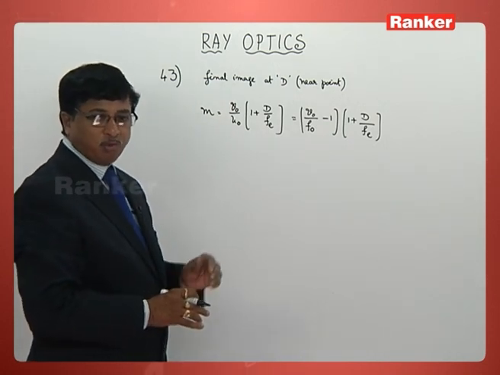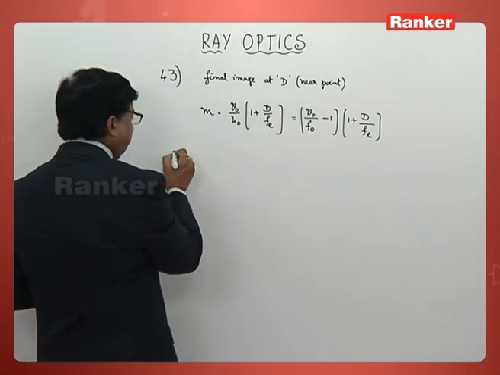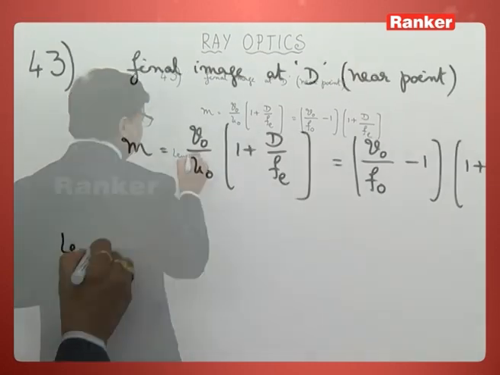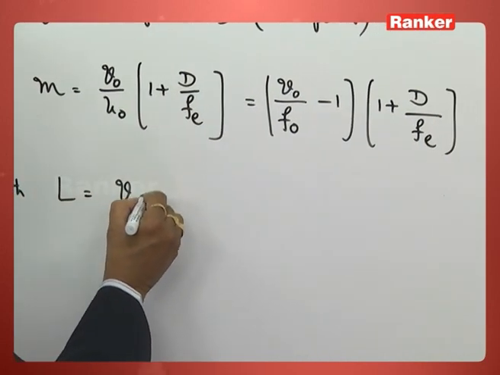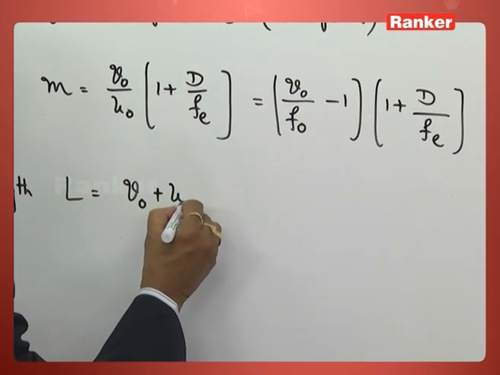Fine. What next has he given? The length part of it he has given. Length L is equal to VO plus UE.